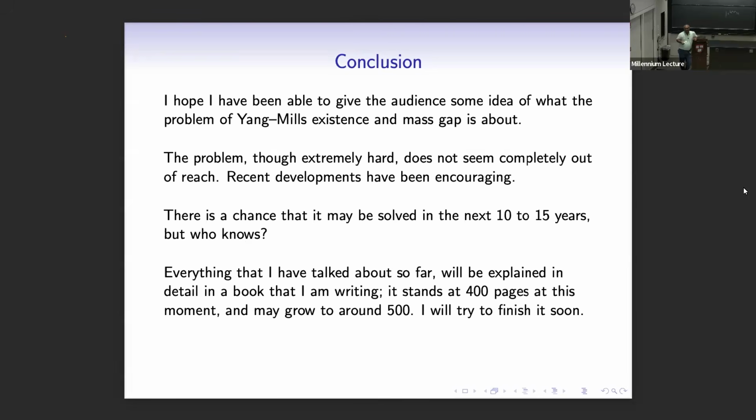One thing is, these are some slides, but I'm actually writing a book. It's 400 pages right now, and maybe going to be around 500 pages. So it's basically what I talked about in the slides, expanded. But I will try to finish it. I'm not sure when I'll finish it. Okay. So thank you.